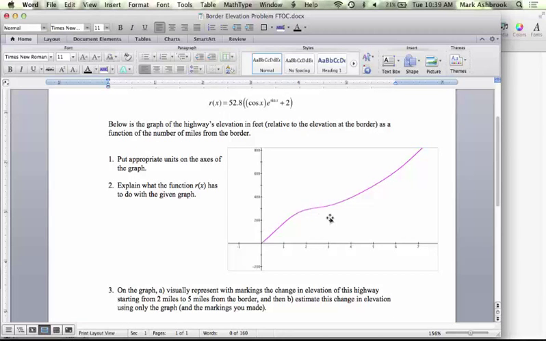And so if we want the change in elevation from 2 to 5, is it? Yeah, so we got this point at 2 miles from the border, and then 5 miles from the border. So how do we mark up or represent the change in elevation starting from 2 to 5? What do these points have to do with elevation or a change in elevation? Or what about those points? Why? What does this have to do with elevation? I mean, maybe that's what you do, but why do you do that?